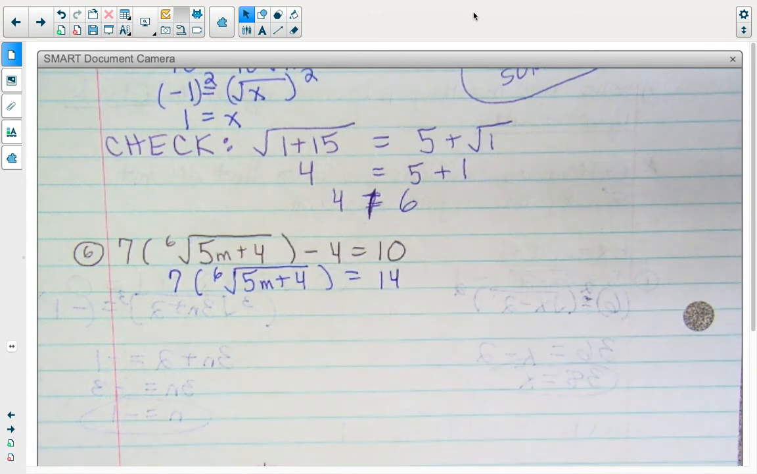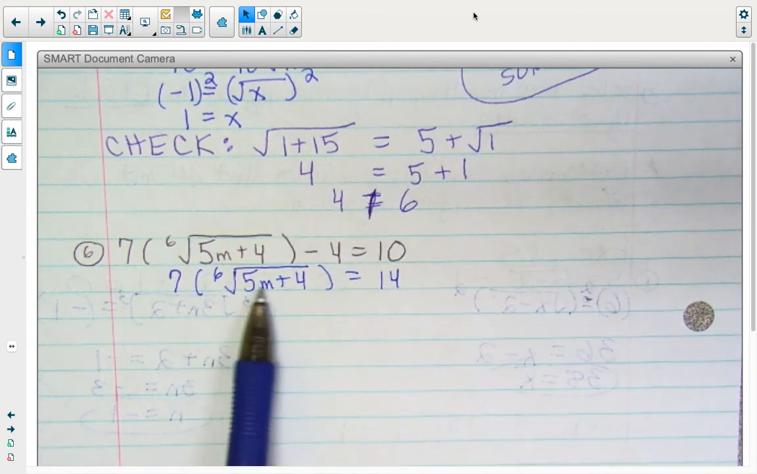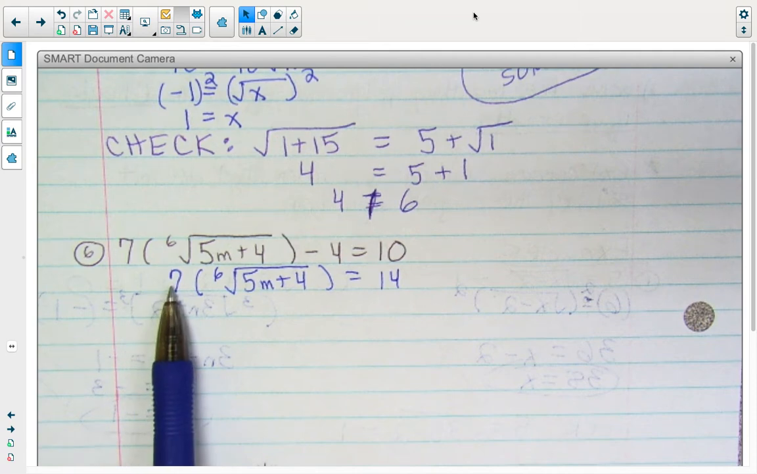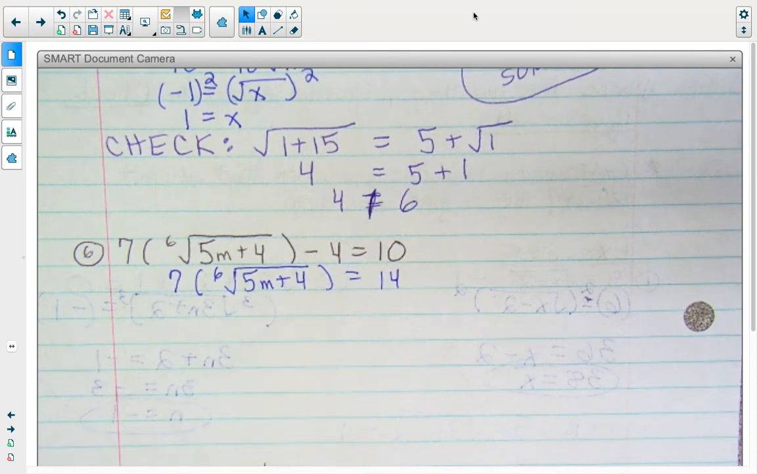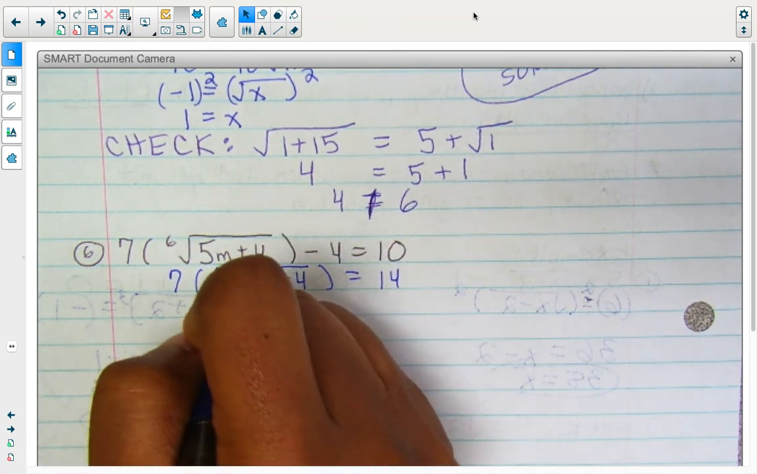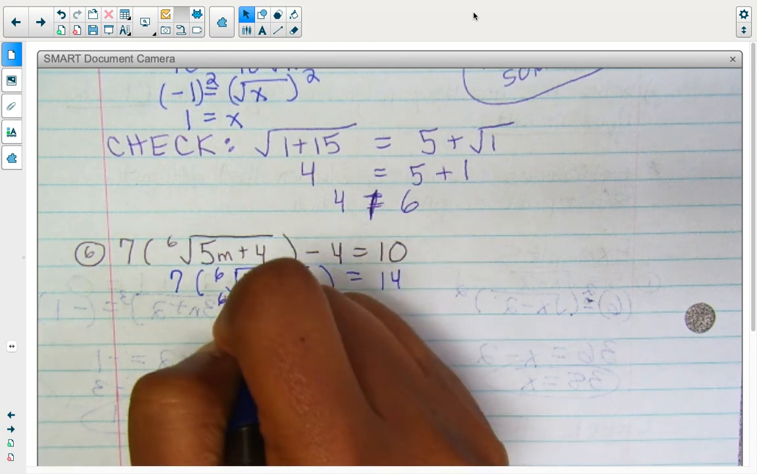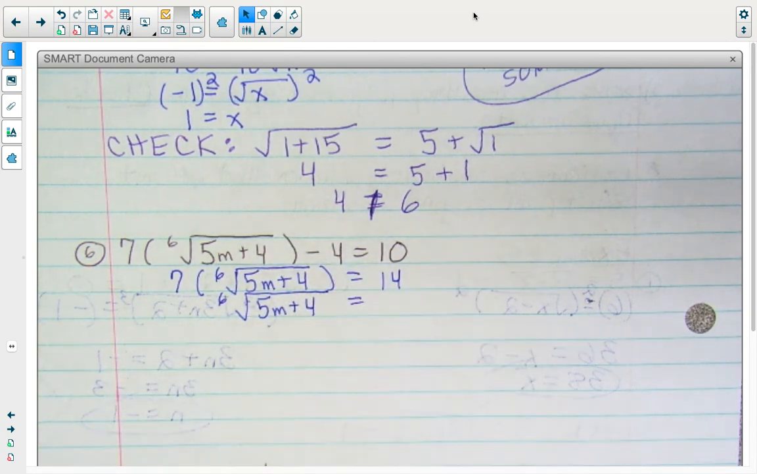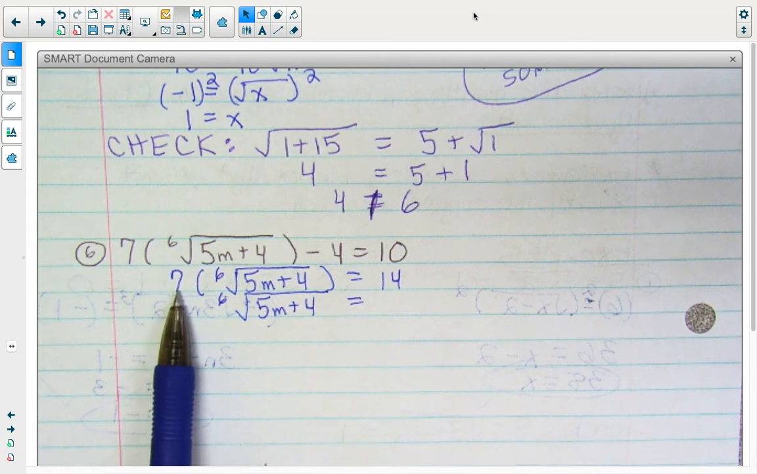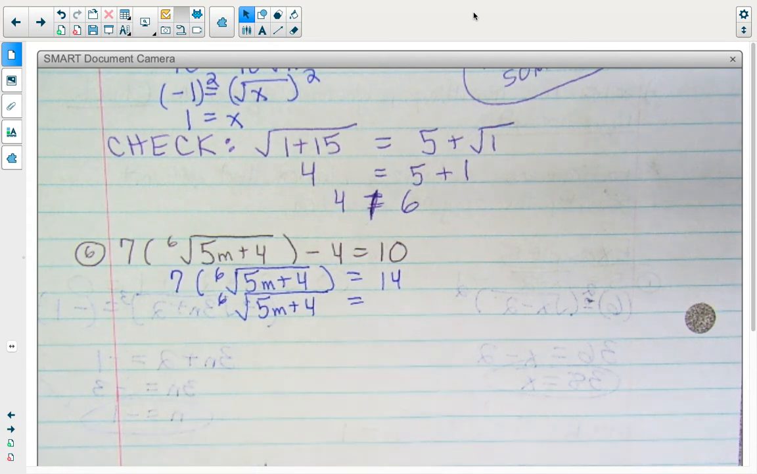From here, this is 7 times all of this. So the opposite of multiplying, we need to divide both sides by 7. So this gives me the 6th root of 5m plus 4 equals, divide the left side by 7, it cancels. Divide the right side by 7, we get 2.